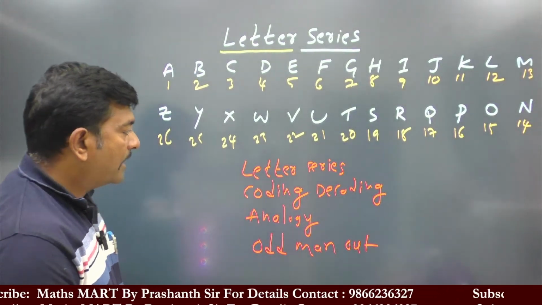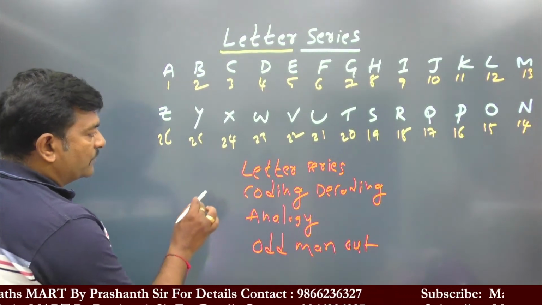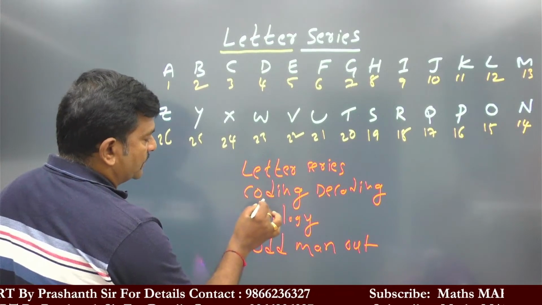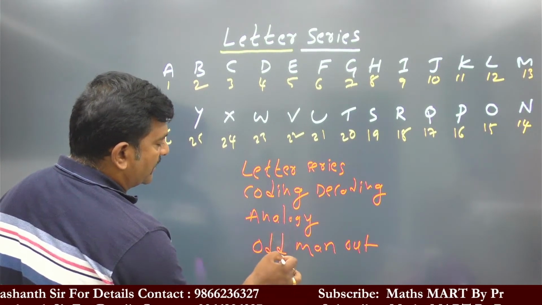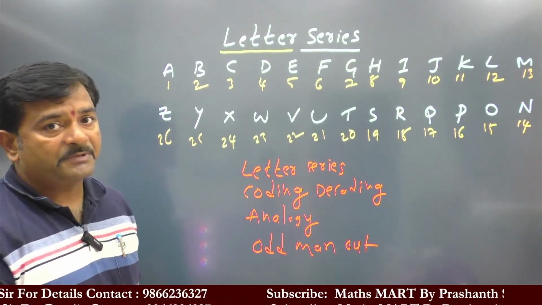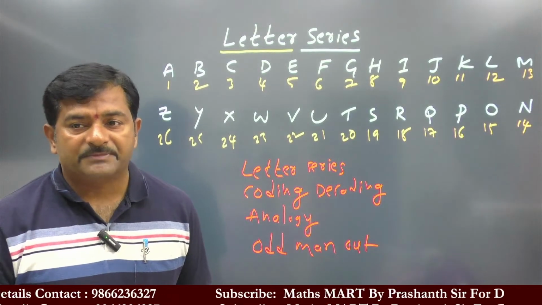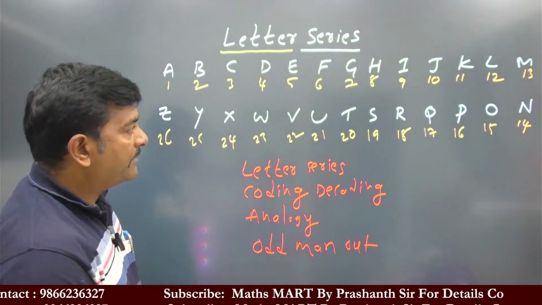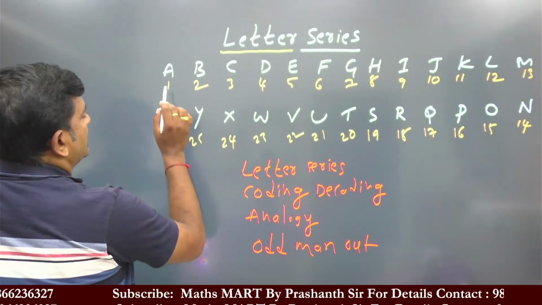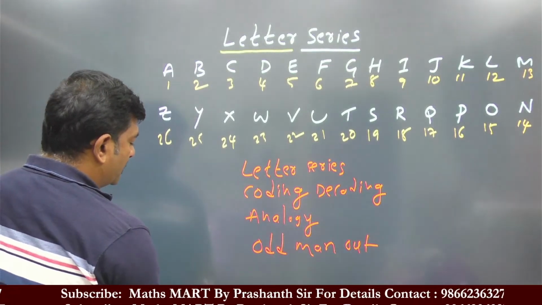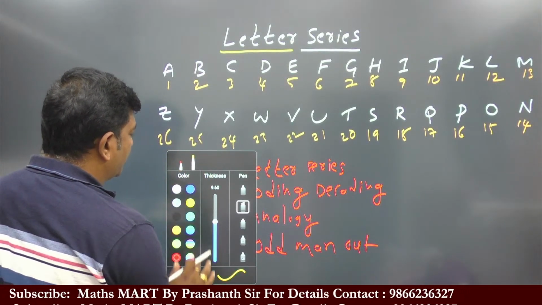Okay, now odd man out. So now observe here, if you know the numbering, then letter series part, coding decoding part, analogy part, odd man out part. In these 4 chapters we are going to use the concept of letter numbering of the alphabet. Now just observe here, how should you remember this numbering? Today in this session we are going to discuss different nice concepts.